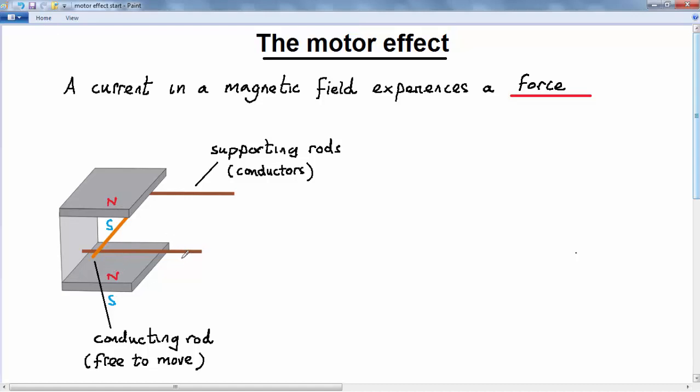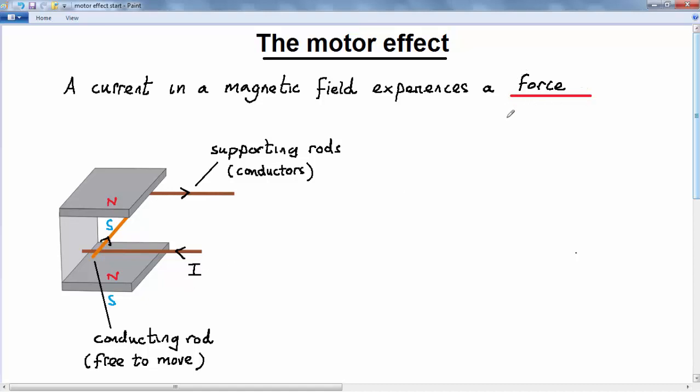What we're going to do is see what happens when the switch is closed and an electric current flows around the circuit in this direction, coming in this way along the free moving rod and out this way. One important thing is that this rod, which is free to move, is always in electrical contact with these supporting rods. None of the rods should be insulated. And we're using conducting rods because we really want quite a large current flowing through here, typically 2 to 4 amps.